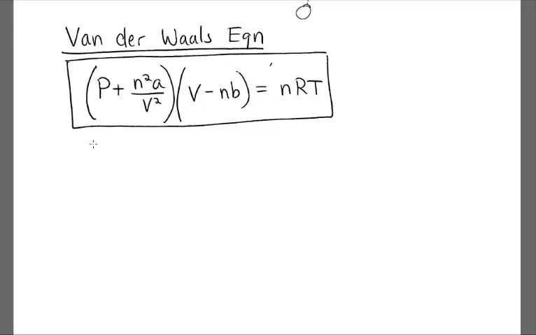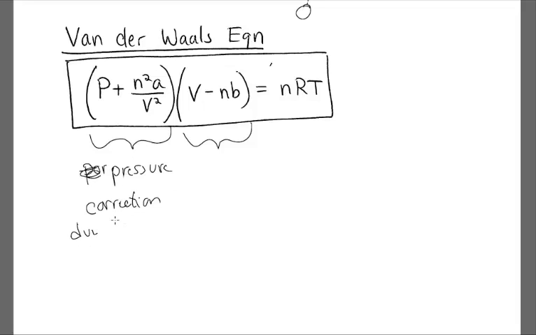Okay, so you have a term here which has pressure in it. You have a term here that has volume in it, and it equals nRT. So here's your volume term, here's your pressure term. So it's kind of like the ideal gas law, PV equals nRT. But it's a little different because the pressure gets a correction due to the non-ideal behavior of the gases. So this is the pressure correction, and there's a pressure plus a correction term. Pressure correction is due to intermolecular forces.